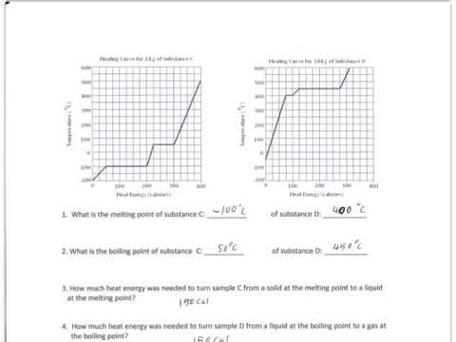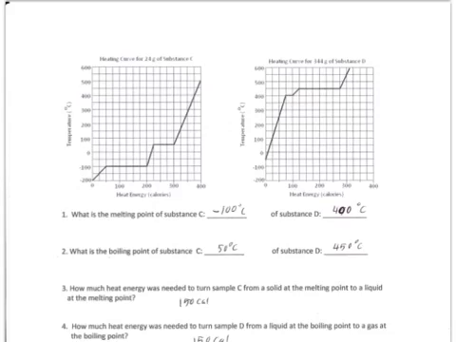The second side is just more practice of the same thing. Let's see how you do here. What is the melting point of substance C? Melting point is the lower plateau. It looks to me like it's negative 100. For sample D, it's this little plateau over here right at 400. Look, I made a mistake because it was easy to miss.